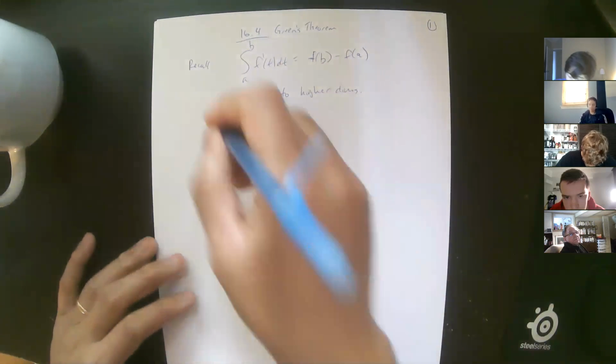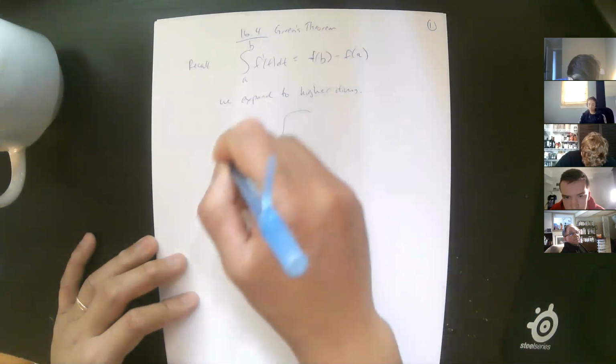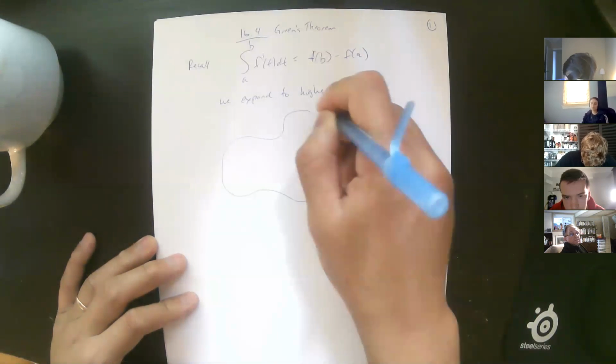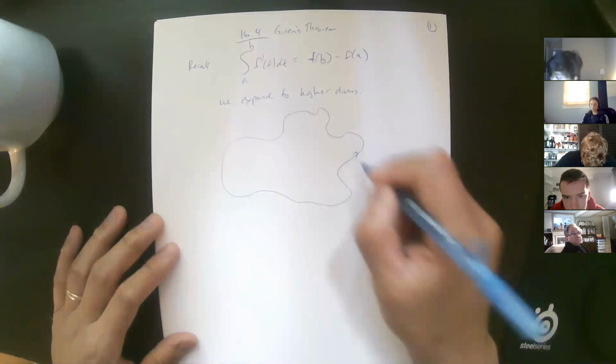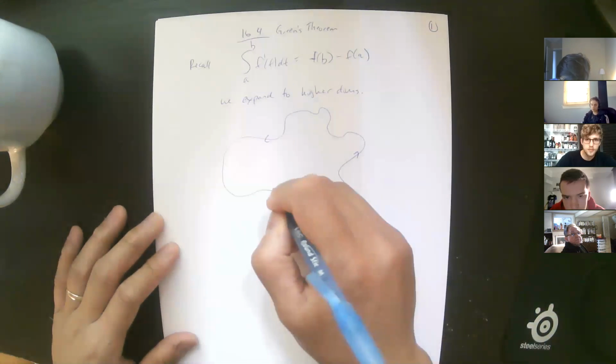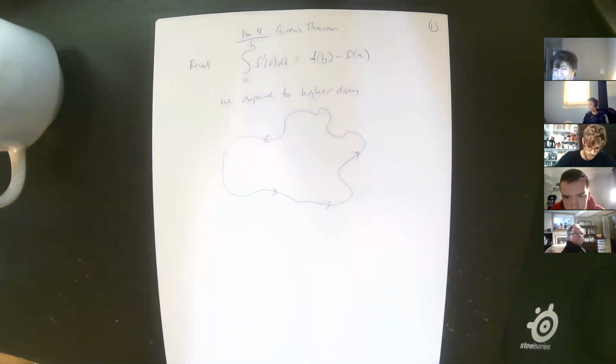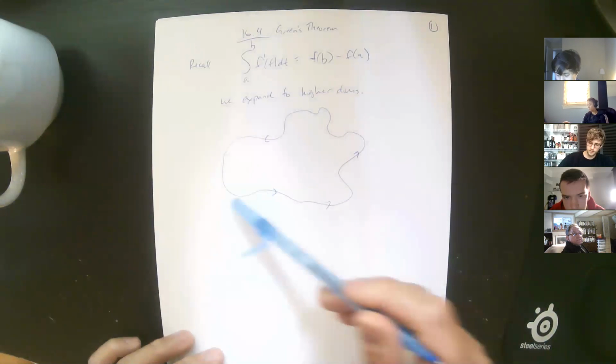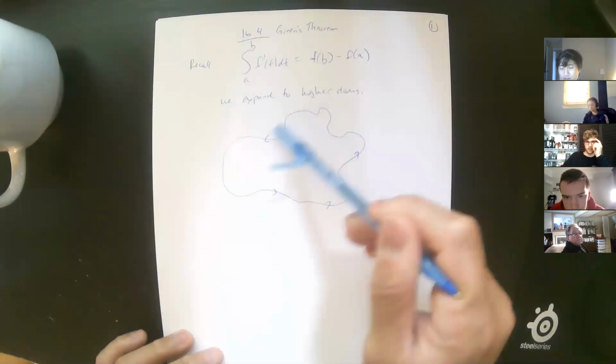So what does that mean? Well, let's say I have some curve that does this, a very complicated curve, and I want to compute a line integral on this curve.